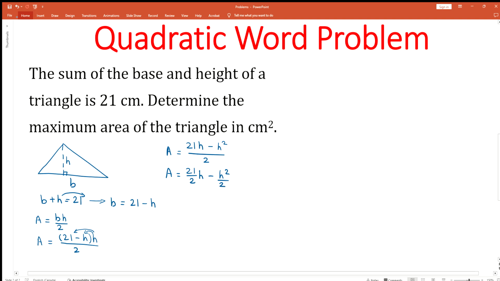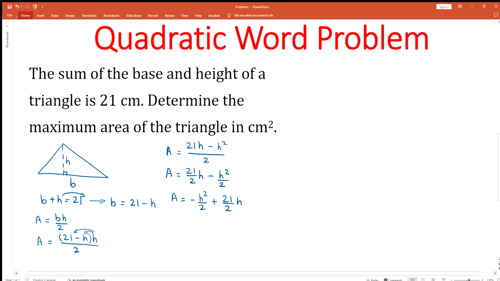This is a quadratic equation in standard form. We can rearrange the terms. In order to find the maximum area of the triangle, we should change this quadratic equation in standard form to vertex form. For that, we can use the complete the square method.